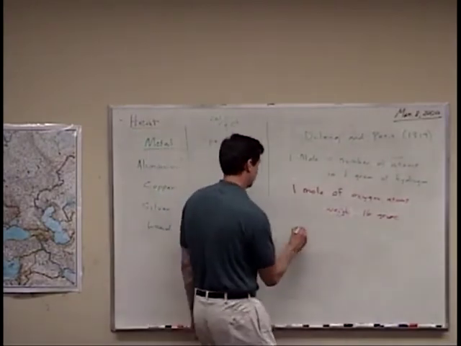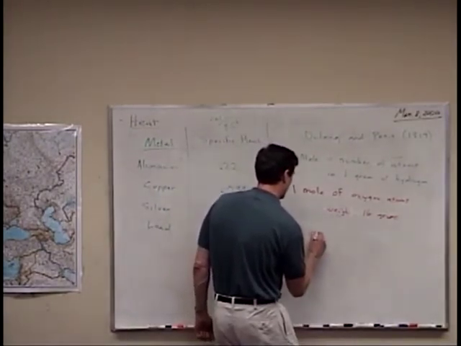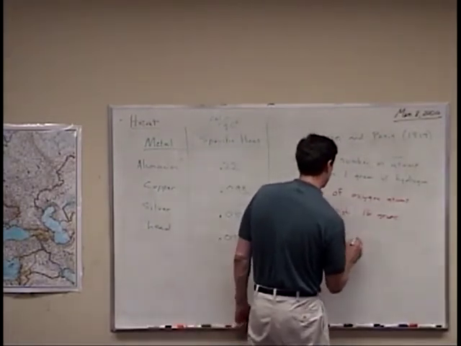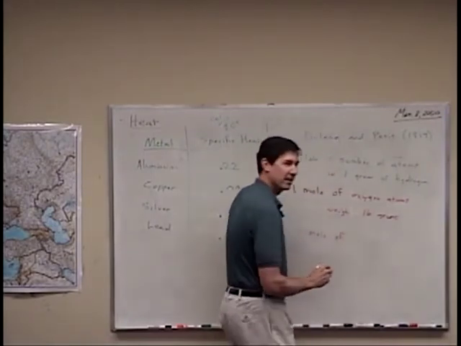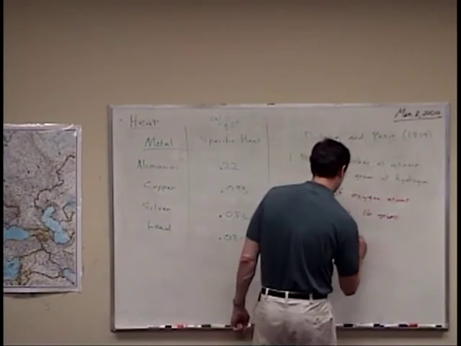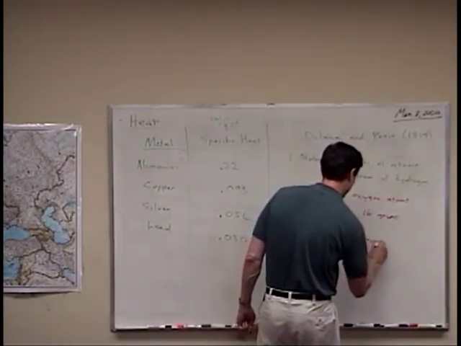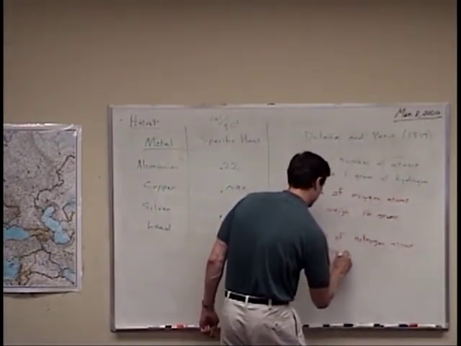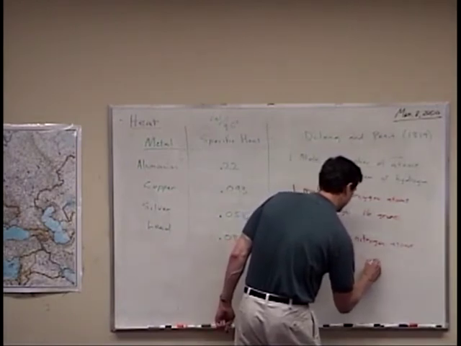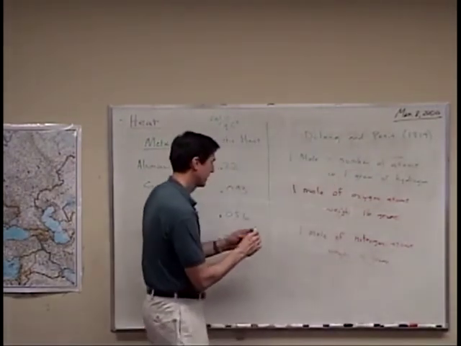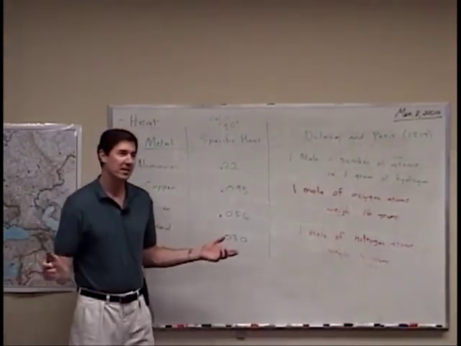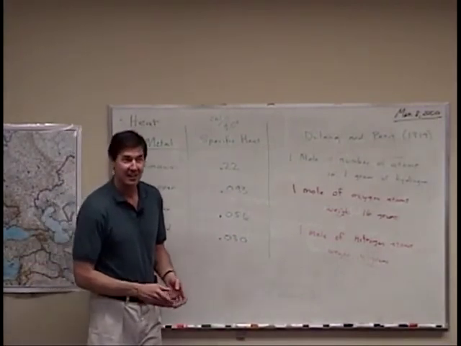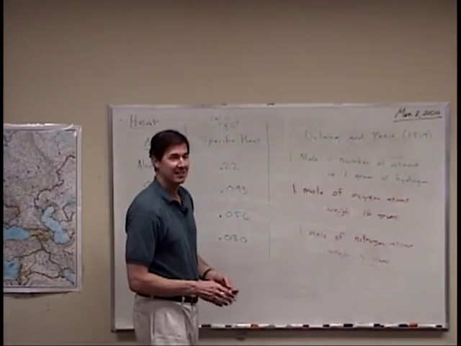And let's just go one more. 1 mole of, say, nitrogen atoms weighs 14 grams. 1 mole of carbon atoms weighs 12 grams. 1 mole of lead atoms weighs 208.